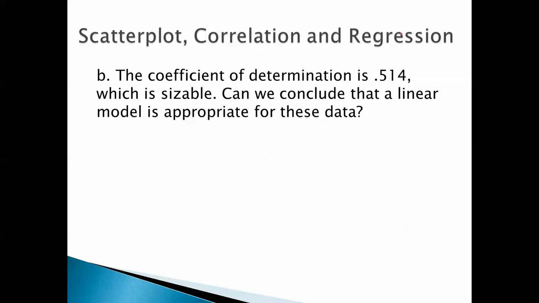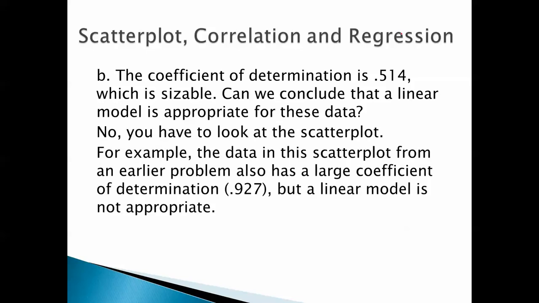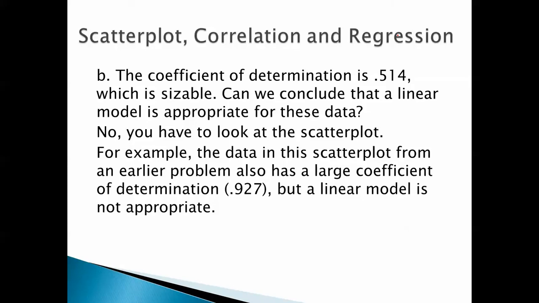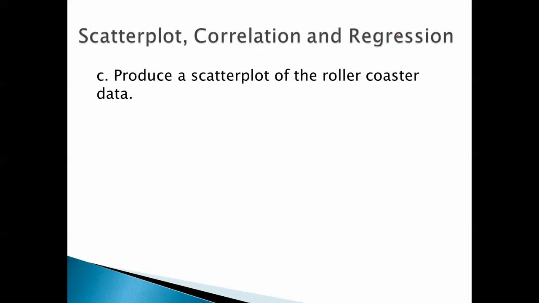Can we conclude that a linear model is appropriate for these data? No, you have to look at the scatter plot. For example, the data in this scatter plot from an earlier problem also has a large coefficient of determination, 0.927, but a linear model is not appropriate. So again, you can see that these data do not fit a linear model, even though the correlation is pretty good. So even with a coefficient of determination of 0.927, you cannot conclude that a linear model is appropriate.